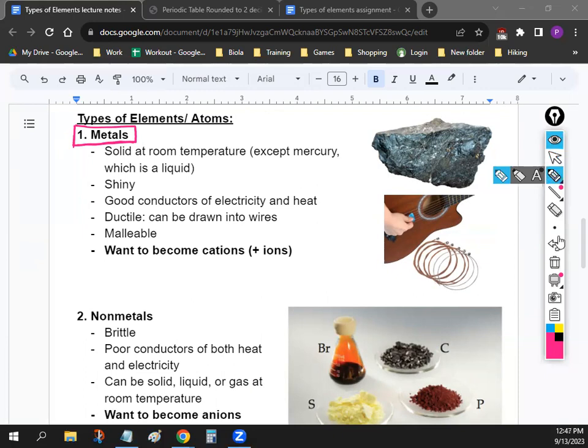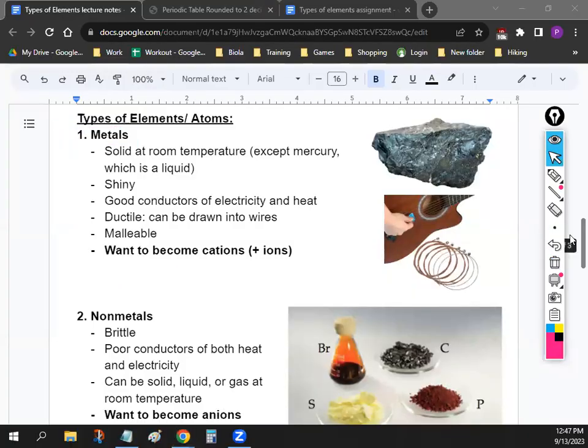Now, the one thing you guys do need to remember and memorize, and you might want to write this down, is this right here. Metals, they want to become cations. So they want to become positively charged, which means they want to lose electrons. Okay, that's the defining trait chemically for these metals. Metals, they want to lose electrons. All right, let's go on to the second type of element.